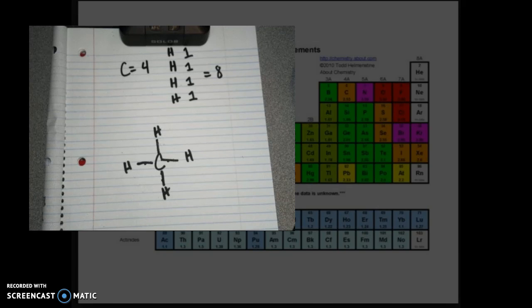So those are some examples of covalent compounds and Lewis dot structures.